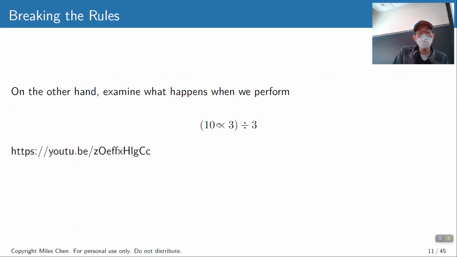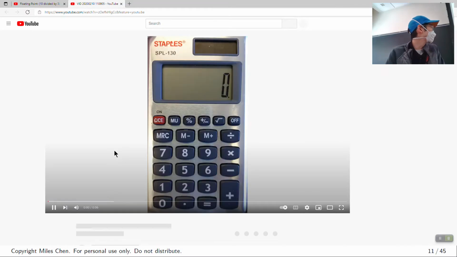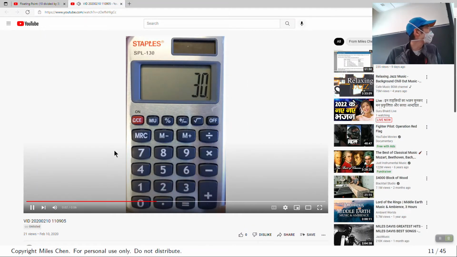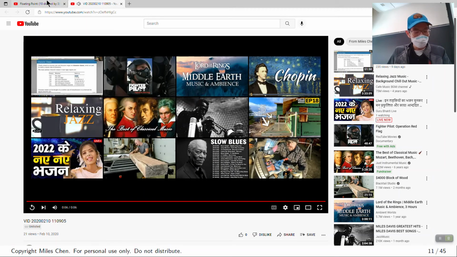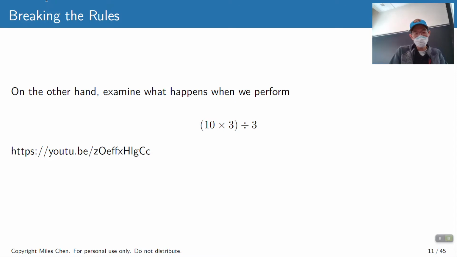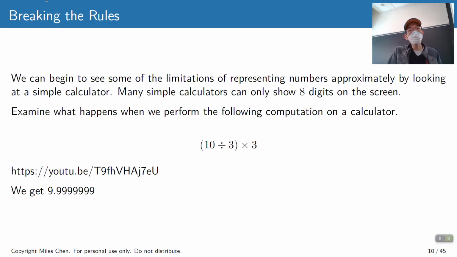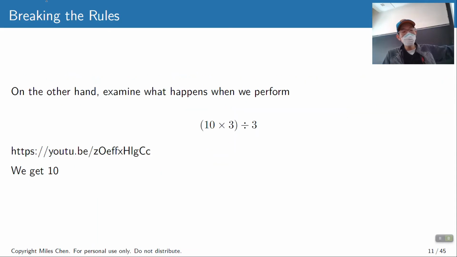What happens if I do this? 10 times 3, I get 30, and then I divide by 3, and get back 10. Now this is almost entirely pointless to do, but I will do it. 10 times 3, we get that. We divide by 3, we get 10, doing exactly what we expect. But this is quite profound. If you think about what is happening mathematically, we have broken the rule of associativity. 10 divided by 3 times 3, where we get 9.9999, is not equal to 10 times 3 divided by 3.